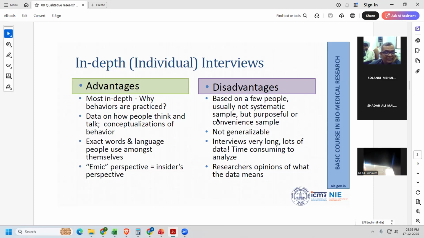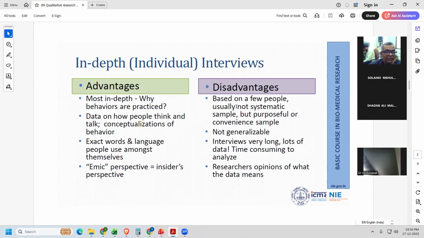What are the disadvantages? It is based on a few people, usually not a systematic sample but purposeful or convenient sampling. It is not generalizable. Interviews are very long, with lots of data, time consuming to analyze, and sometimes it is very difficult to transcribe also. And the researcher's opinion is given more importance here in deciding what the data means.